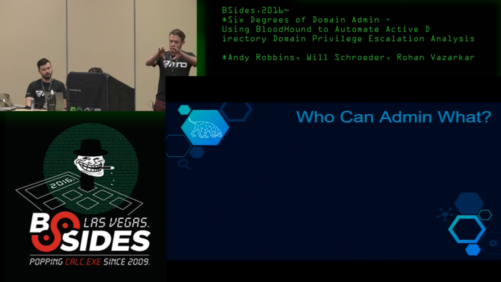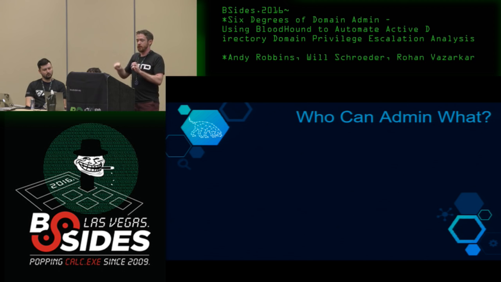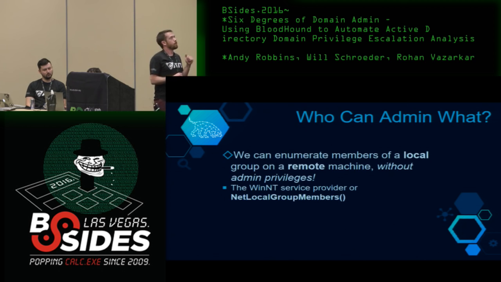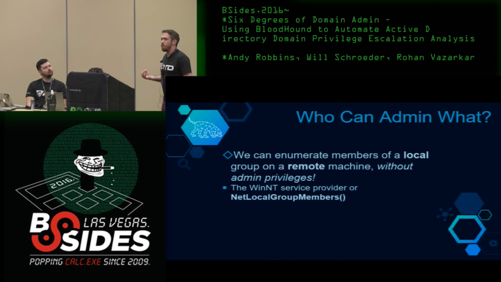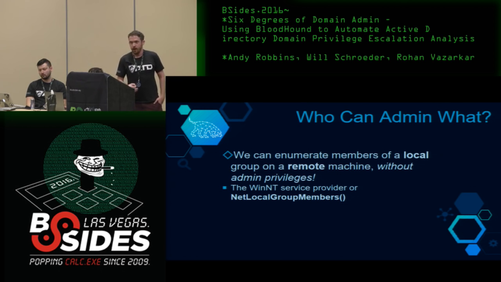We have the first piece on who's located where. Now we need to know how to take those pieces and say who can actually have this access. This is one of the craziest things to me. Found this about 2.5 years ago. I think there wasn't a huge amount of information about it publicly, but we can enumerate the members of a local group on a remote system without needing administrative privileges on that system. I have no idea why this is allowed. We're super happy it's allowed, because otherwise this tool might not exist. But it kind of blows my mind.